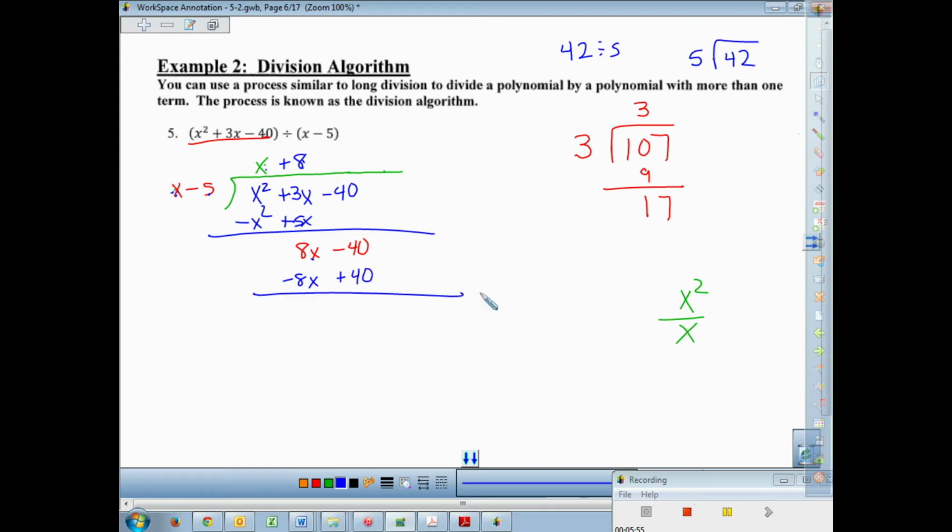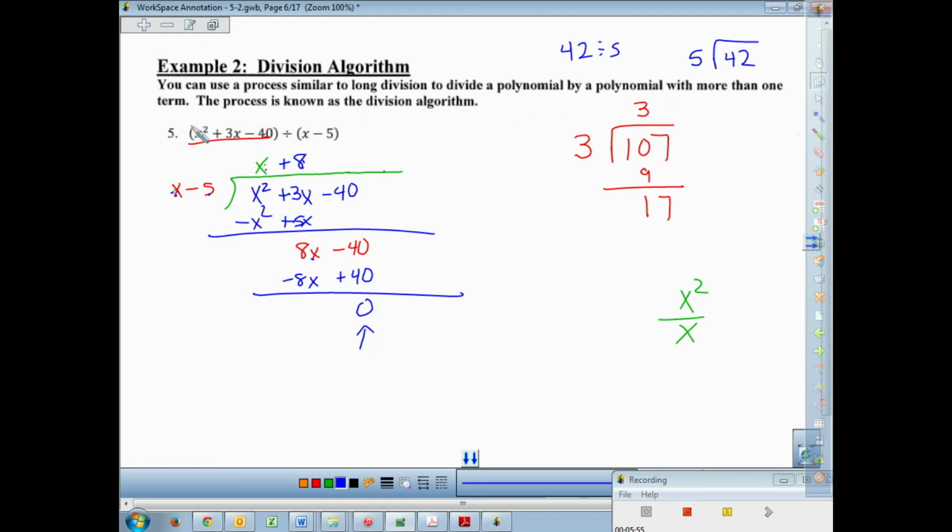Sound all right? If I add those together, what do I get? 0. This is our remainder. That means that x minus 5 went into x squared plus 3x minus 40 evenly, right? It totally happened. Is that all cool with you? So we got a remainder of 0.